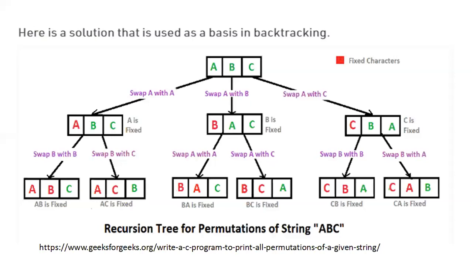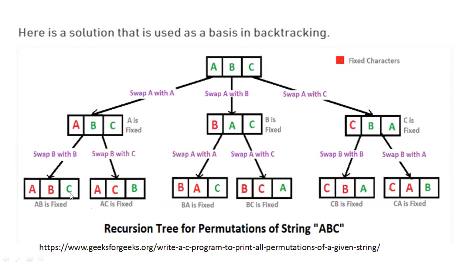here is how we can use backtracking. For example, A, B, C, the three characters are there. First thing, we have to fix characters one by one. So first we swap A with A. When you swap A with A, A is fixed here. Now B and C, two characters, are remaining, right? Again, the second time, we will swap B with B.